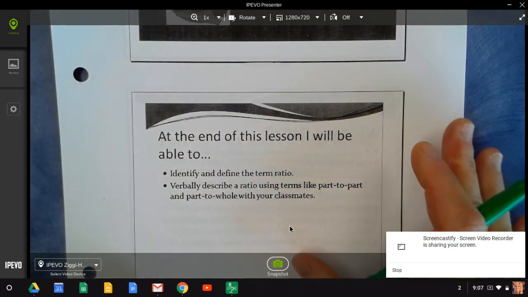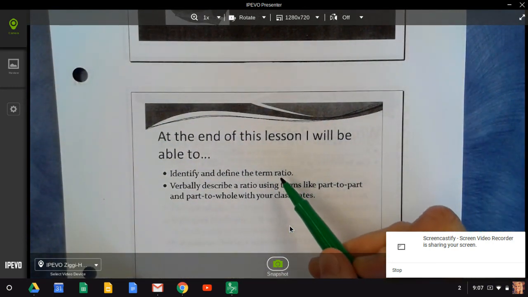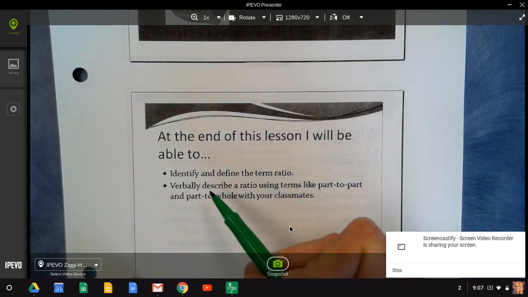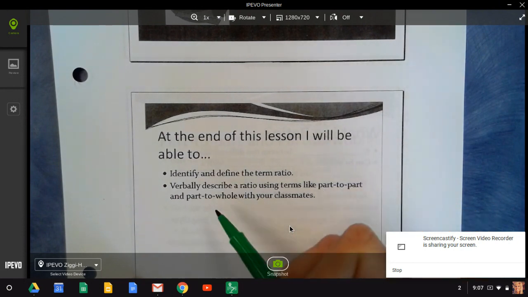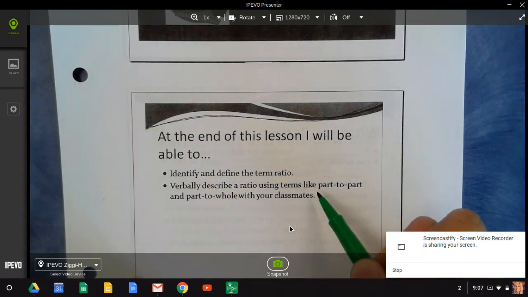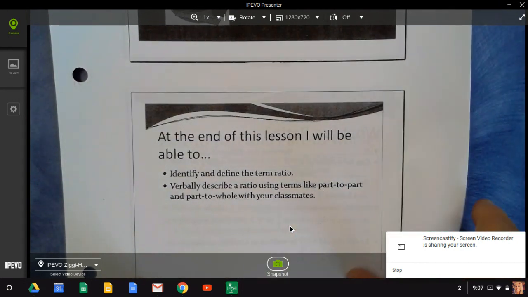At the end of this lesson, you will be able to identify and define the term ratio, and verbally describe a ratio using terms like part to part and part to whole with your classmates. That's something by the end of the lesson you should be able to do.